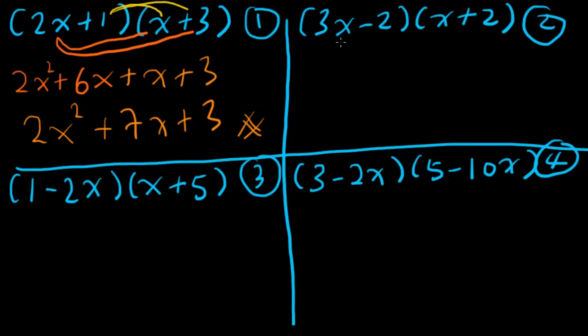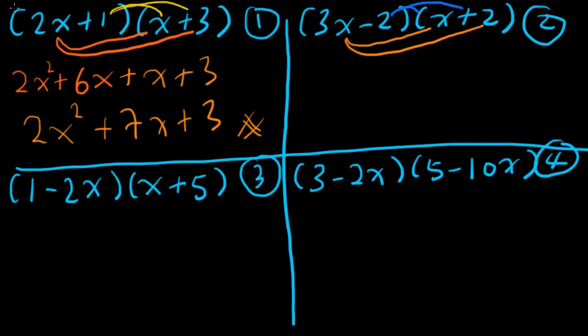Okay, so the second example is similar. So in this case, let's draw our rainbows first. So 3x multiplied by x first. 3x also gets multiplied by 2. So that's the first rainbow. And the second rainbow that we draw is for negative 2 multiplied by x, negative 2 multiplied by 2.